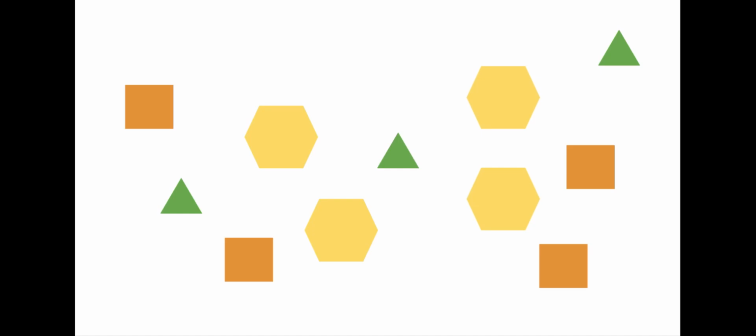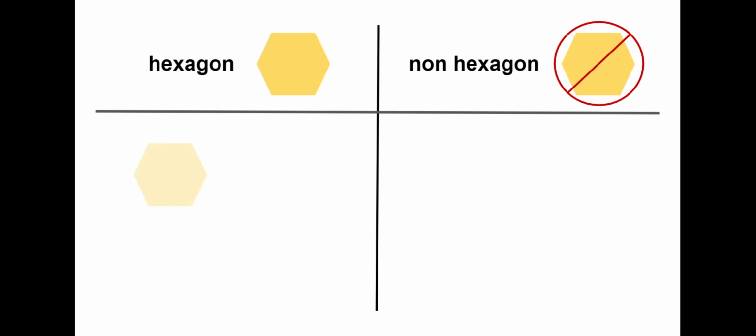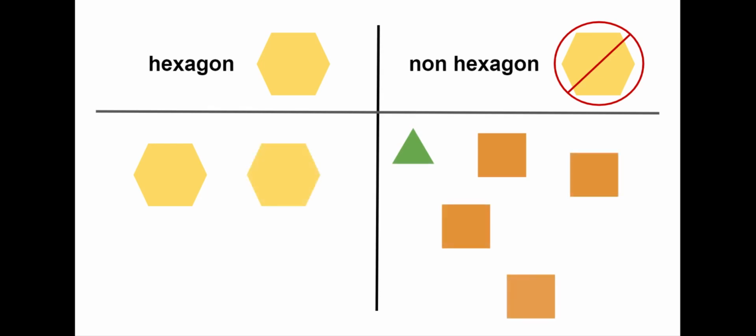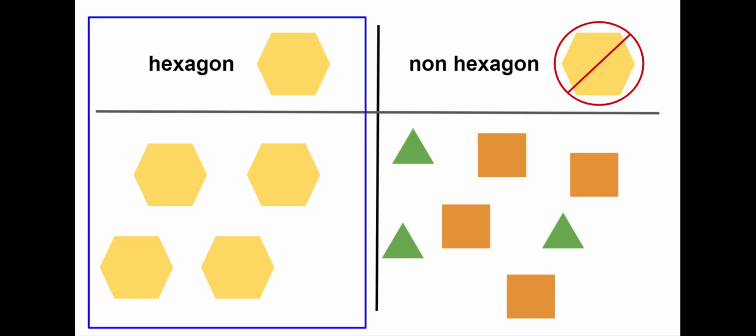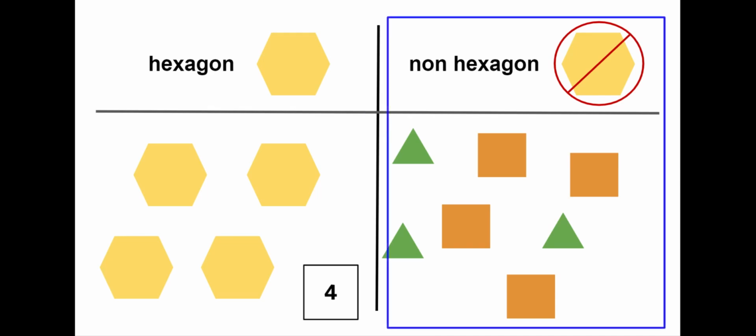An example of identified attribute sorting is when students are asked to sort the following shapes into a group of hexagons and non-hexagons. Students will sort the shapes and then count the number of objects in each category. The group on the left contains hexagons. There are 4 hexagons in the group. The group on the right has 7 shapes that are not hexagons.